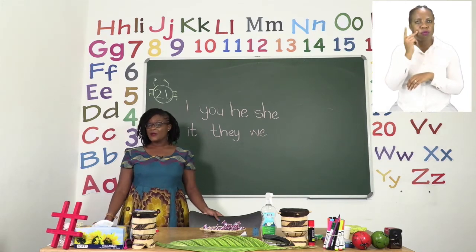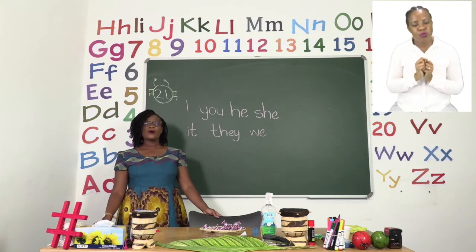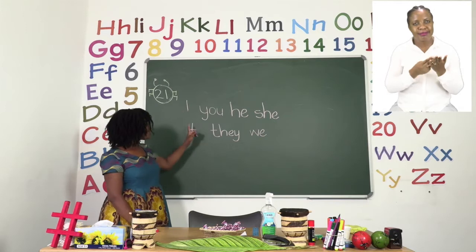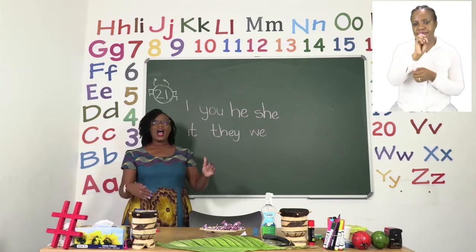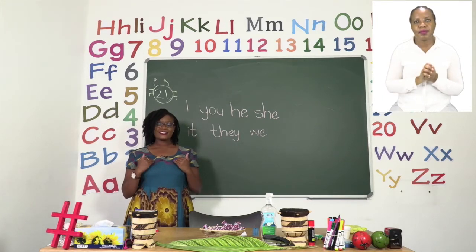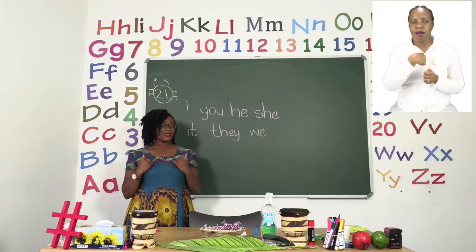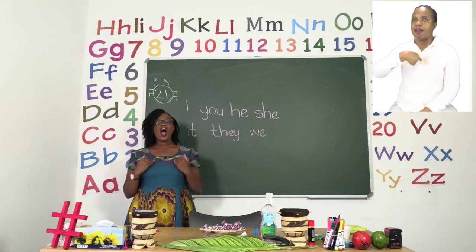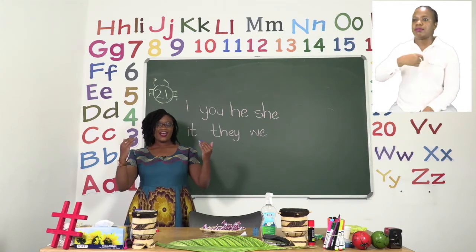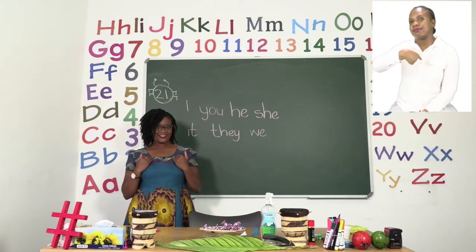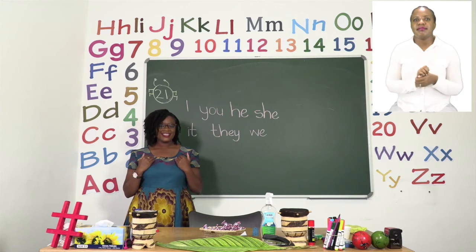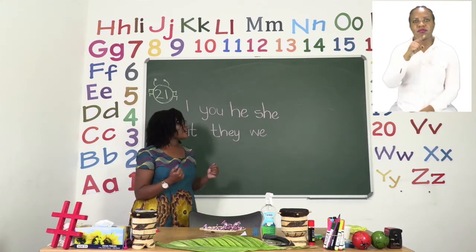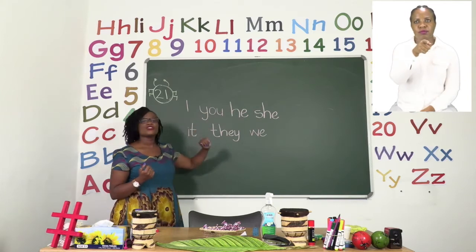And how do we know which pronoun to use? Well, we're going to use our hands to point. The first pronoun is the word I. This is when you're pointing to yourself. So everyone point to yourself and say, I. I. Very good. Now, when we point to someone else, we now use the pronoun you.